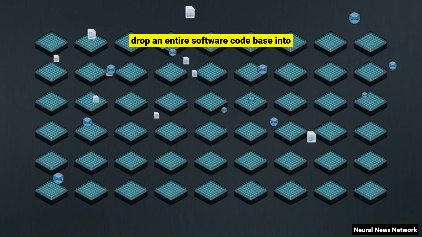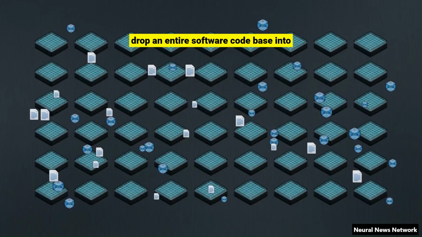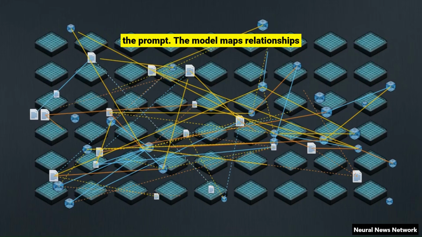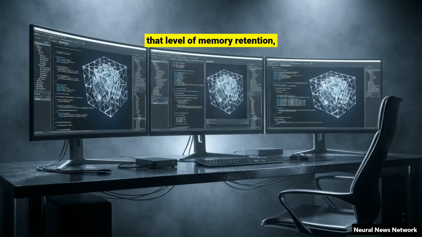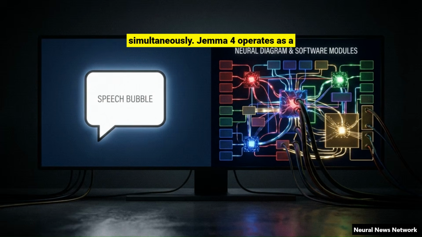You can drop an entire software codebase into the prompt. The model maps relationships across thousands of lines instantly. With that level of memory retention, developers can audit entire ecosystems simultaneously. Gemma 4 operates as a comprehensive, system-level analyzer rather than a basic query chatbot.